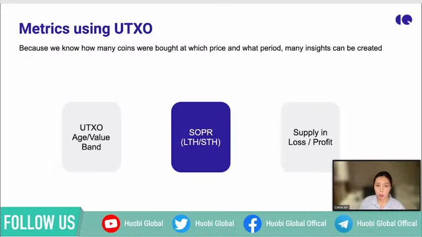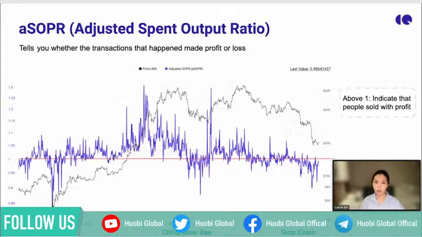Now moving on to SOPR, which is spent output profit ratio. Spent output is something that I have explained a lot before. It is a transaction that happened, and the spent output ratio shows the ratio of transactions that made profit and loss. So it's the ratio of profit and loss. I usually look at the adjusted spent output ratio because it takes out all the transactions that happened in less than an hour. So it's less noise. Less noise is in the ASOPR part.